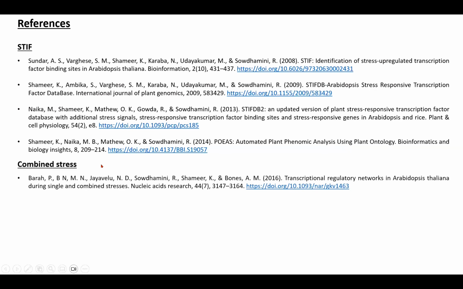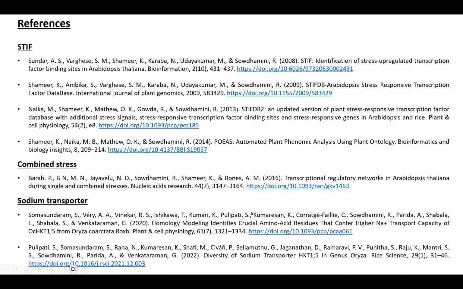Next, we also heard from Pankaj about combined stress. This is the publication related to that work. And lastly, we heard about the sodium transporter from the Oryza plant, from Somasundaram et al. and from Pulipati et al.